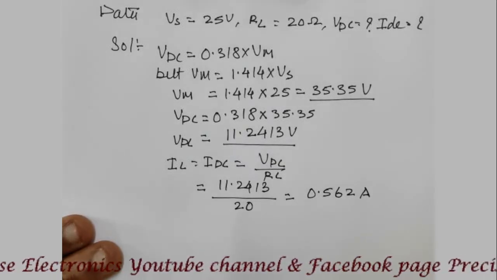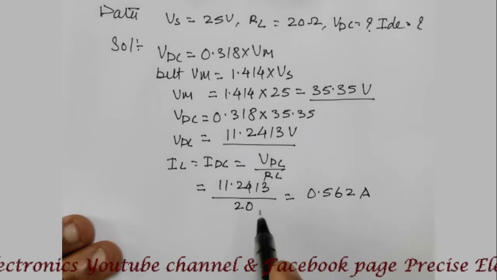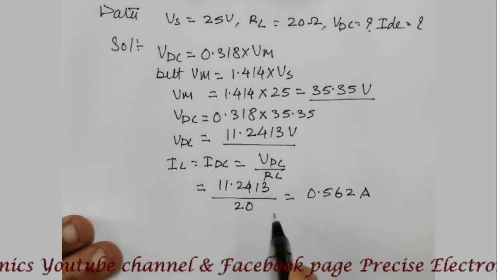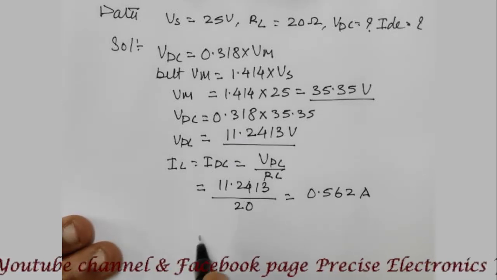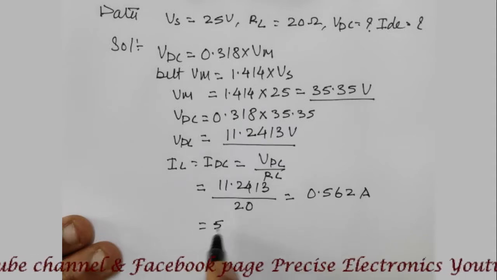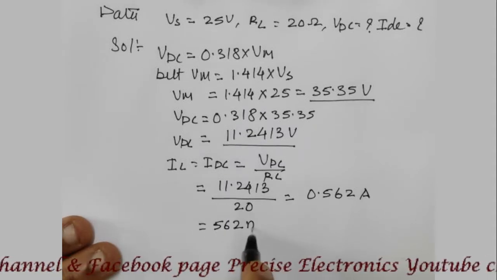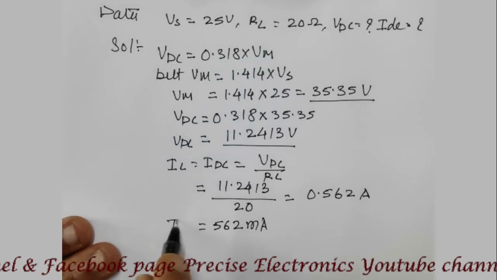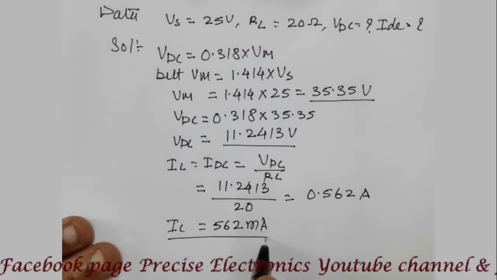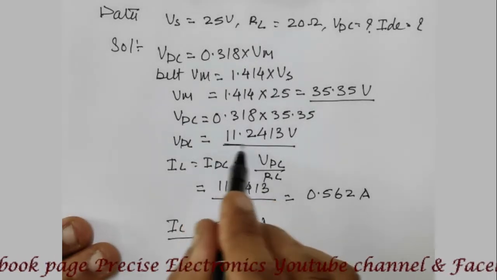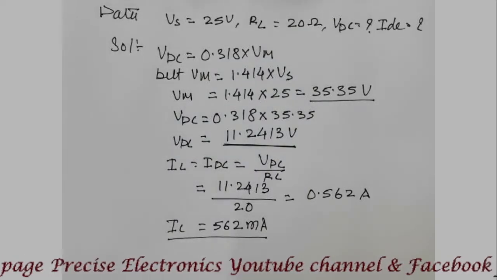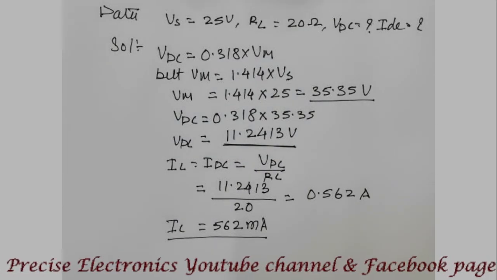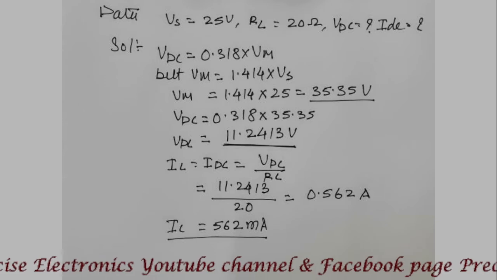ampere. Why it is in ampere? Because voltage is in volts and load resistance is in ohm. So it is 0.562 ampere, or it is also written as 562 milliampere. So our IL is equal to 562 milliampere. So these are our two answers. VDC is equal to 11.2413 volt and IL is equal to 562 milliampere.